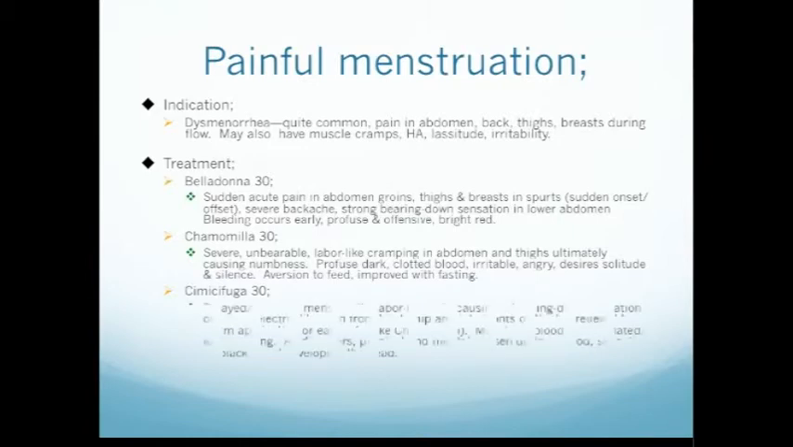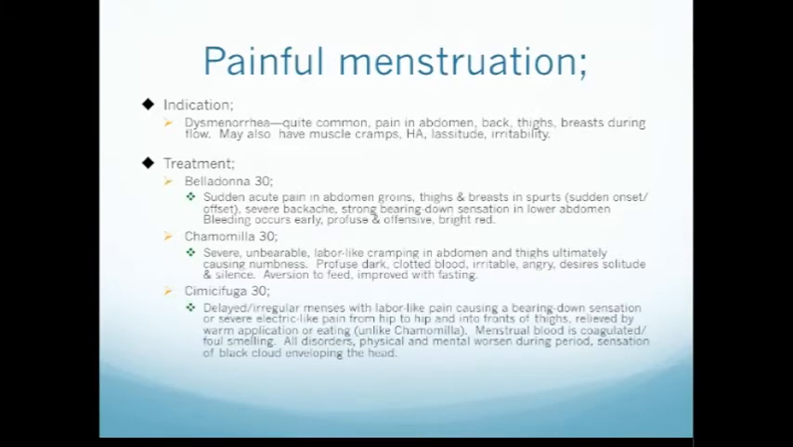Cimicifuga 30. This is good for dysmenorrhea with delayed irregular menses, with labor-like pain causing a bearing down sensation or severe electric-like pain from the hip to hip and radiating into the front of the thighs. It's relieved by warm applications or eating, unlike what is relieved with chamomile. Menstrual blood is coagulated, foul-smelling. All disorders, including physical and mental, are worsened during the period. There is a sensation of a black cloud enveloping the head.